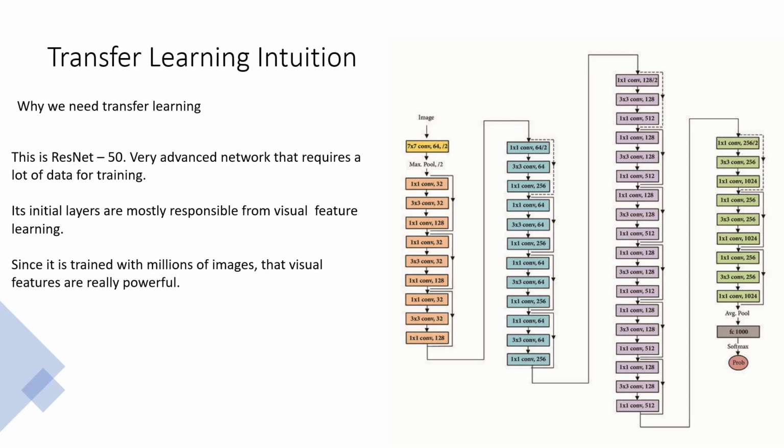Since it's trained on millions of images, the visual features are really powerful. We will see the database we use to train ResNet. It contains 40 million images. As an individual researcher, you will never ever be able to find that many images. You cannot even download that many images. They are labeled images. That's very powerful, and the network is trained with those images. And trust me, training a network is not that easy either. So you have a very powerful network. Why not use that network for other tasks? That's what we will be doing with transfer learning.